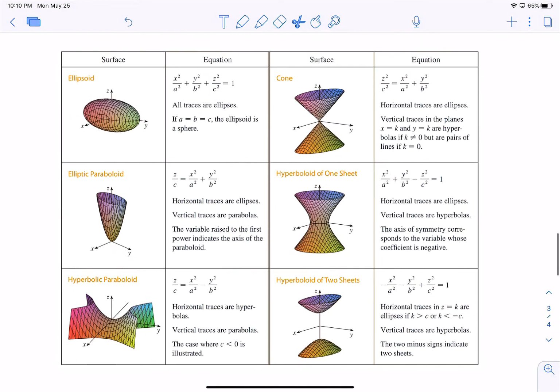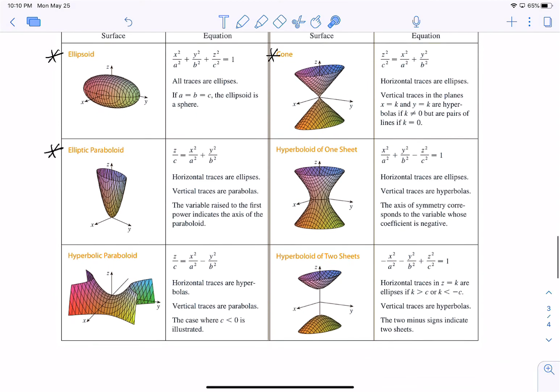And I don't have everybody memorize all of these. What I would say is I want you to be able to produce an ellipsoid, an elliptic paraboloid, and a cone. And in order to know what kind of cone you have or what the elliptic paraboloid is, you're going to consider traces in the coordinate planes, but also traces for various values of, let's say, z.